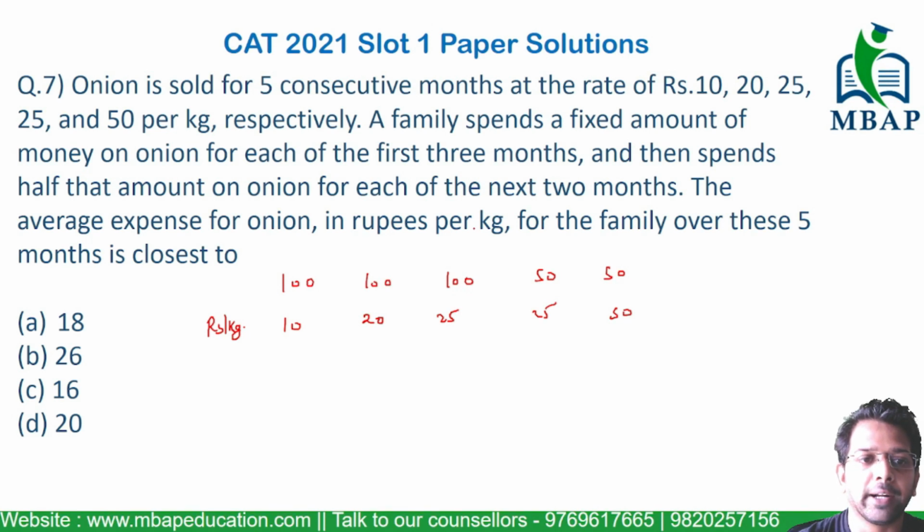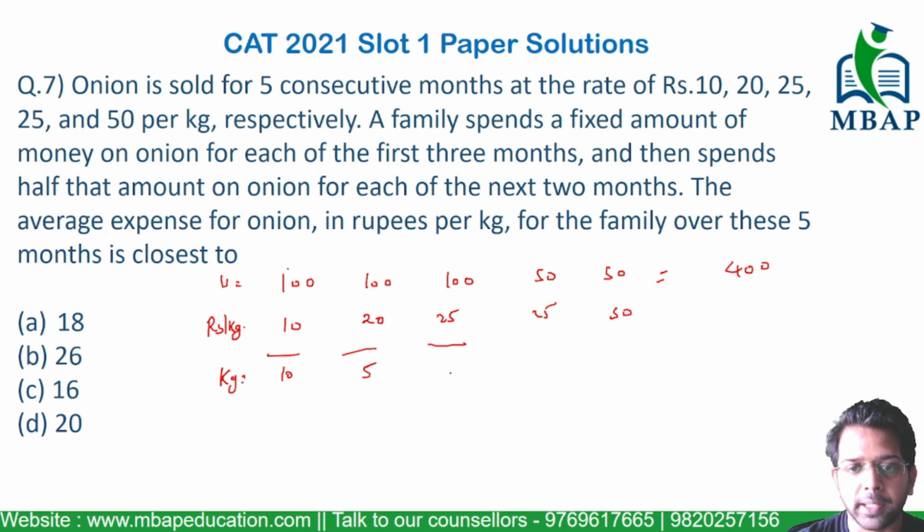The question is about finding the average expense on onion per kg, for which I need to find the total value which I have spent. My total value spent is 100 plus 100 plus 100 plus 50, 50, which is 400. Now let's find out the kgs of onion which I have purchased per month. In the first month, that is 100 upon 10, which is 10. Next month will be 100 upon 20, which is 5. Next month will be 100 upon 25, which is 4. Next month will be 50 upon 25, which is 2. And the last month will be 1.